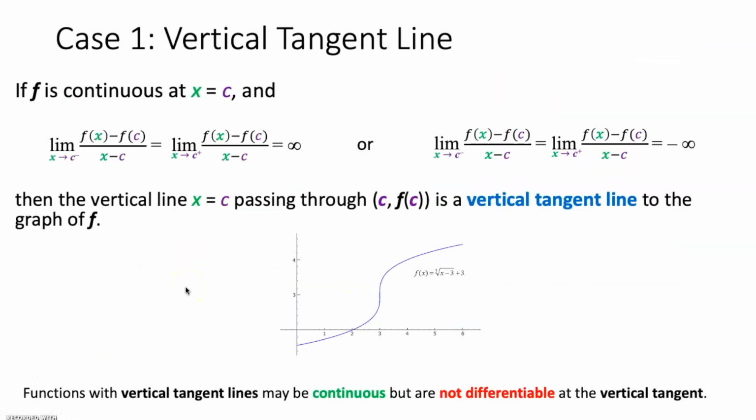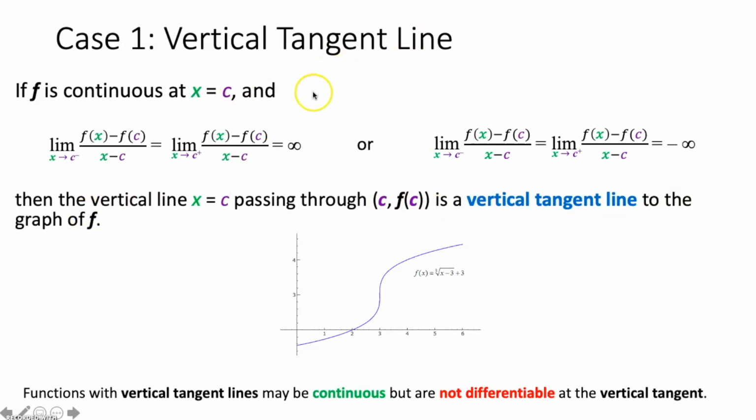Now, we're going to go through a couple cases of when a function is not differentiable. So the first case would be a vertical tangent line. If f is continuous at x is equal to c, and the limit as x approaches c from the left of f of x minus f of c all over x minus c equals the limit as x approaches c from the right of f of x minus f of c all over x minus c, and they both equal infinity, or coming from the left and coming from the right, they both equal negative infinity, then the vertical line x equals c passing through c comma f of c is a vertical tangent line to the graph of f.